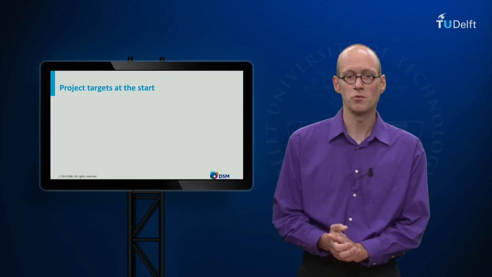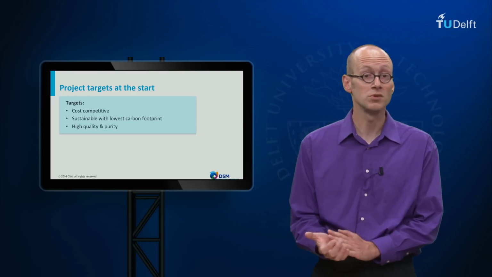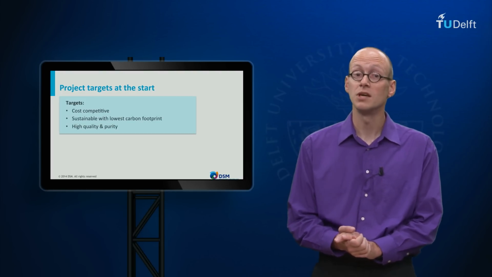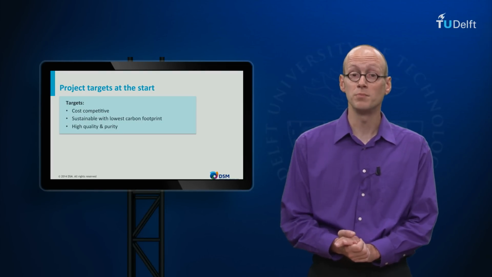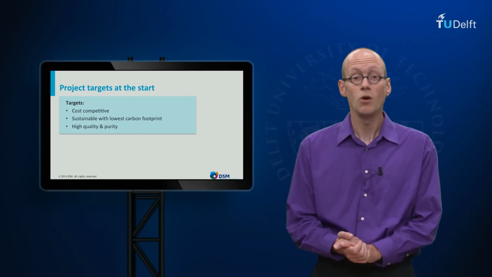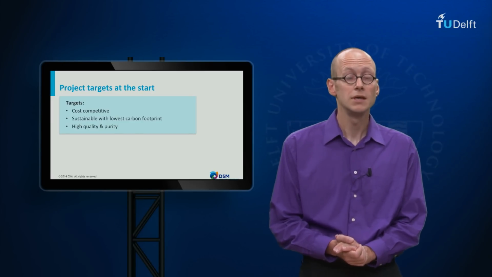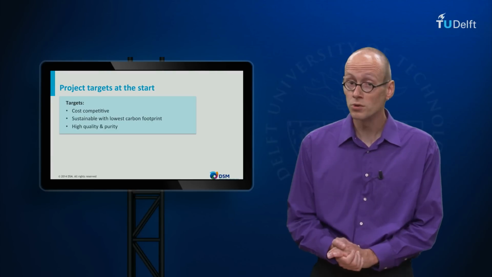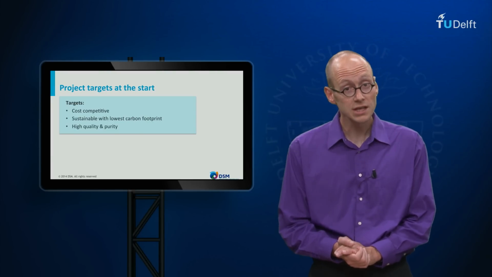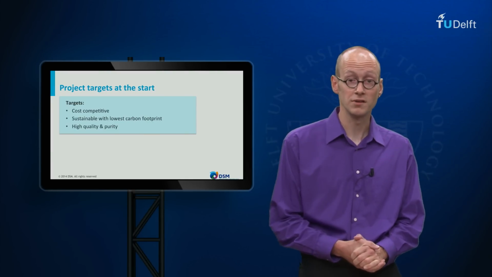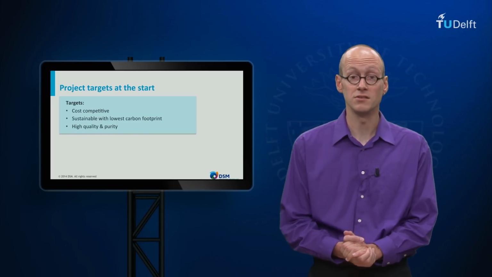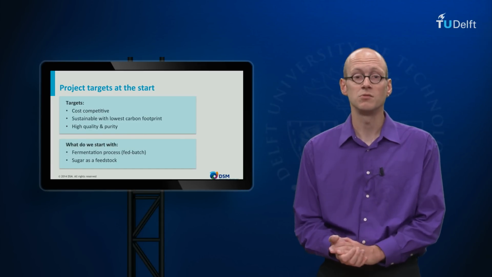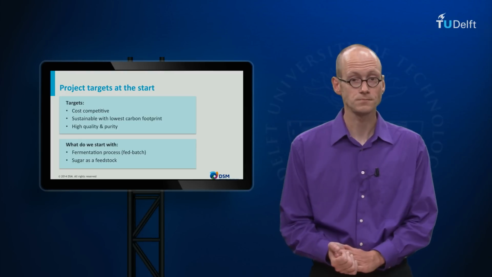Really, at the start of the project, targets for the production process were defined. The first target is to develop a fermentation-based process that is at least cost competitive with petrochemical-based succinic acid. Otherwise, there would be no demand. Secondly, we want the most sustainable process possible with the lowest carbon footprint. Thirdly, we need a high-quality product, essential for our envisaged polymer applications. To accomplish this, we choose for a fed batch fermentation process with renewable sugar as feedstock.